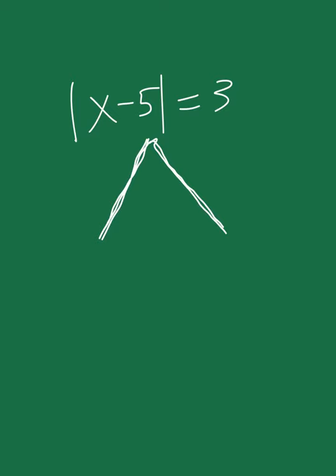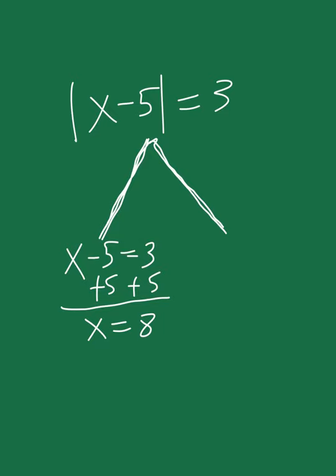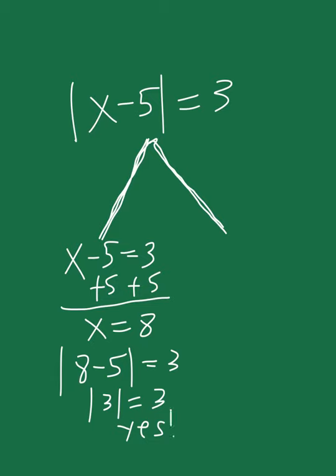The first case is just solving the absolute value equation like the absolute value isn't even there. So x minus 5 equals 3. Add 5 to both sides, and we get x is equal to 8. Let's see, does that work? Let's put it into the equation. Does the absolute value of 8 minus 5 equal 3? Does the absolute value of 3 equal 3? The answer is yes. So that's the first answer.